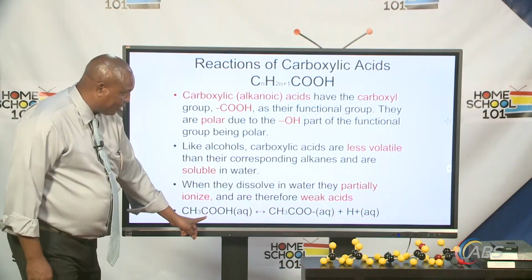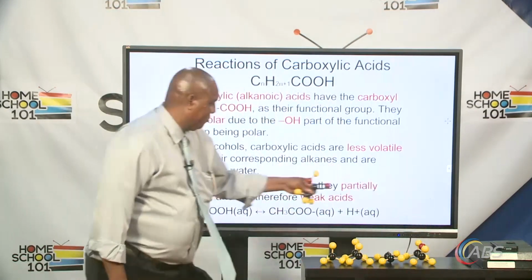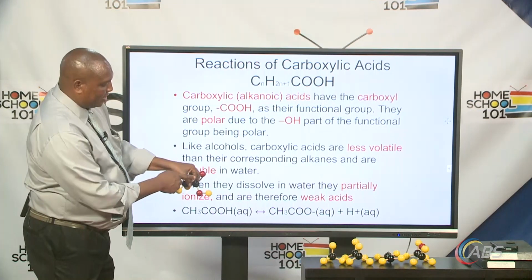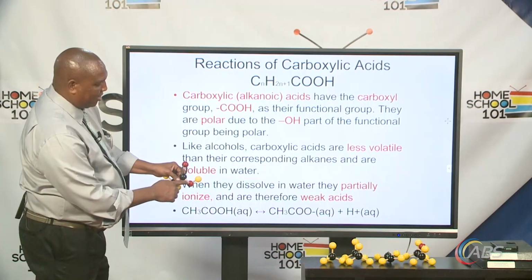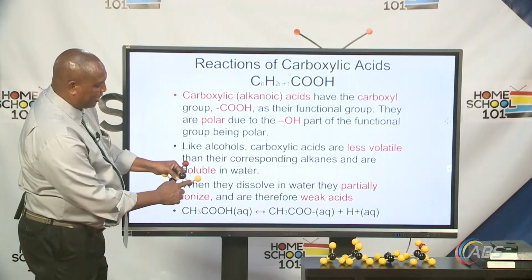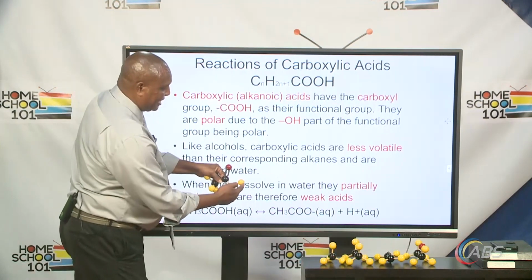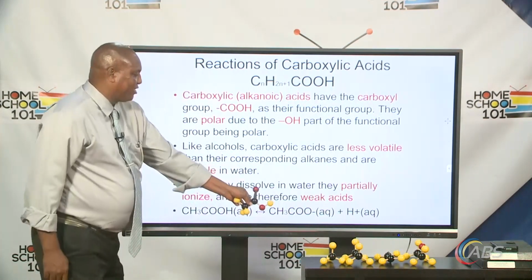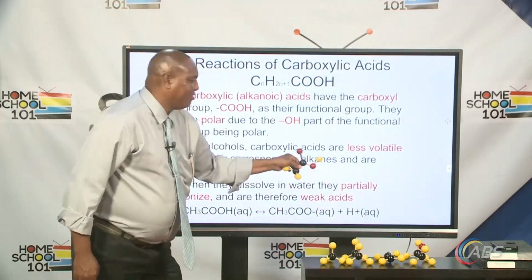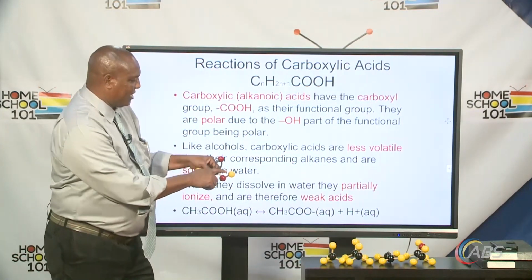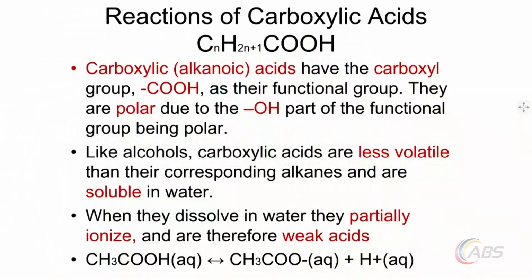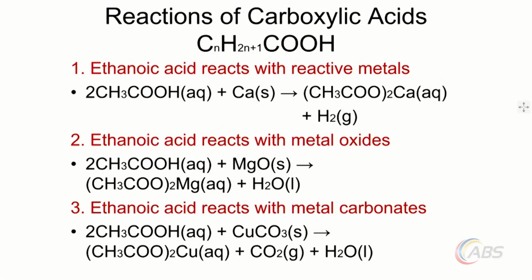Here we have ethanoic acid, the one we just showed you. Okay? Here we have carbon, doubly bonded to oxygen, singly bonded to oxygen and hydrogen, OH. So right here, this hydrogen splits out. So we have the ethanoate ion and the hydrogen ion. So this H part here is the acidic part of the molecule. Okay? Now reactions, they react with metals.